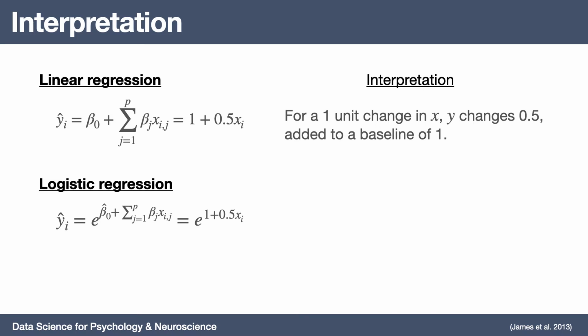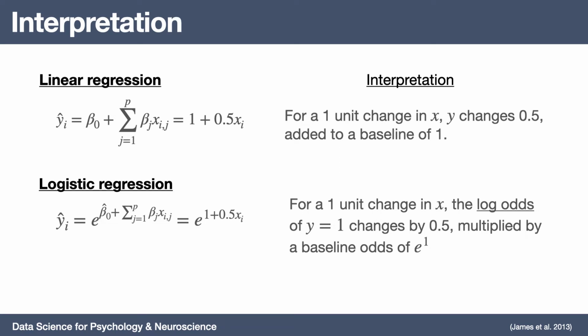In logistic regression, I would fit a model that looks like this. So my prediction of yi is e to the power of 1 plus 0.5 xi. And verbally, we would interpret that as for a unit change in x, the log odds of y equals 1 changes by 0.5 multiplied by a baseline odds of e to the power 1. That would be the way that we would interpret it. And notice, because now it's an exponential, you have this kind of nonlinearity in how y changes as you change x. It's not just stepwise increases, it actually follows these exponential properties. This makes it a little bit tricky to try to map the regression coefficients you fit in a model to some interpretive value.